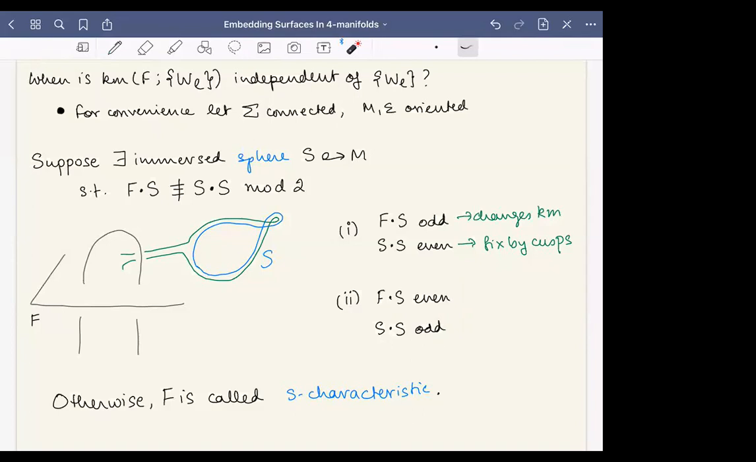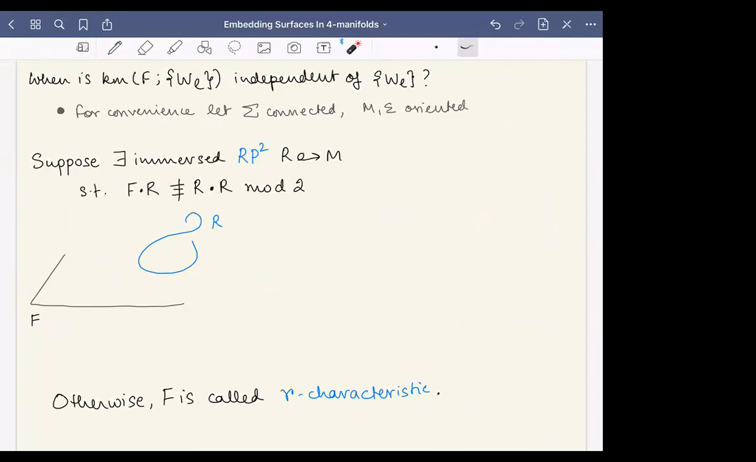It turns out there's an additional condition. This is the correction that Stong made. If you could find an immersed RP2 inside your four-manifold, once again such that the self-intersection is different from its intersection with F mod 2, then you can once again change the Kervaire-Milnor count. Here's briefly what you do. You can push your RP2 until it intersects F in a nice little disk, additionally.